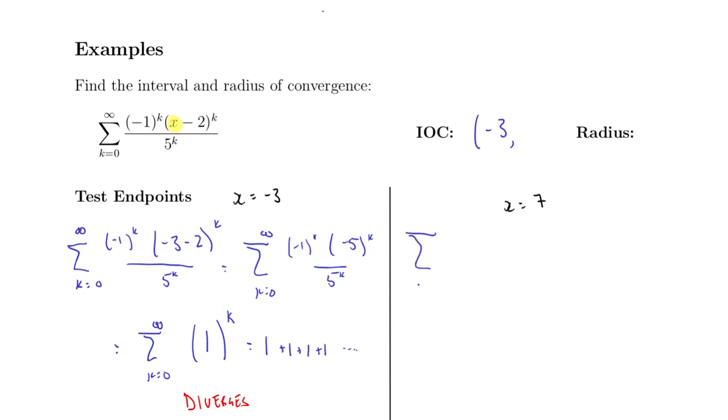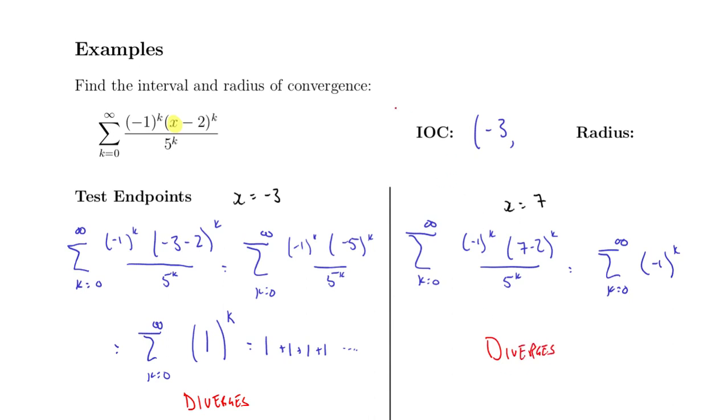We can say k equals 0 up to infinity, -1 to the k times 7 minus 2 to the k over 5 to the k. This is the series of -1 to the k. And again, this is another geometric series. This diverges. Another way that you could think about this is that the partial sums are always going to be 1 or 0, and so the partial sums never converge. But either way, we don't get to include 7 in this interval of convergence.